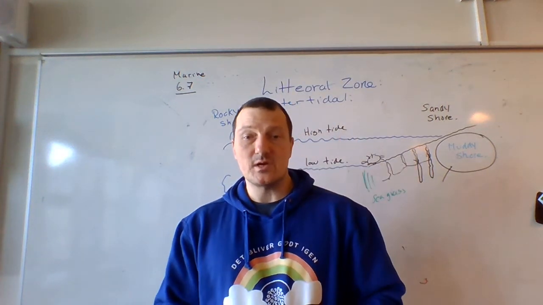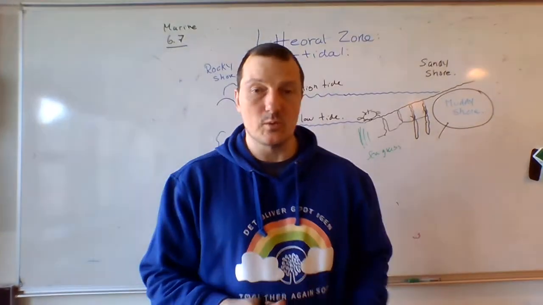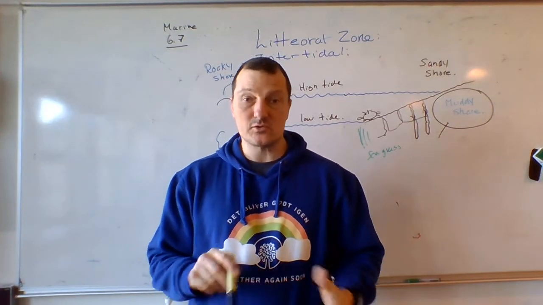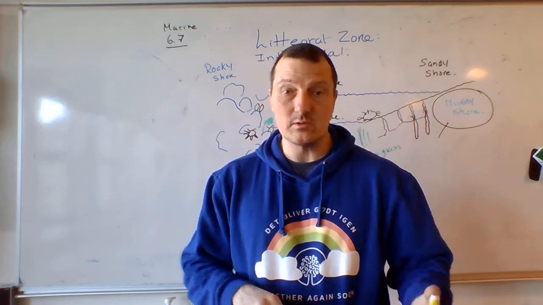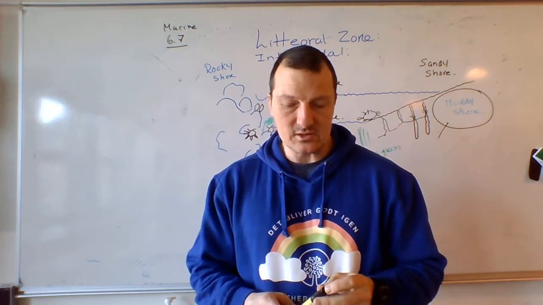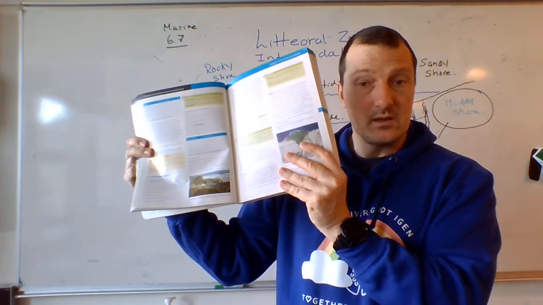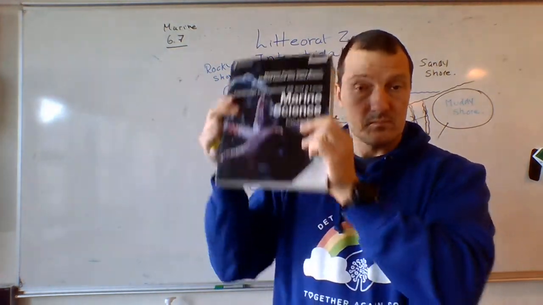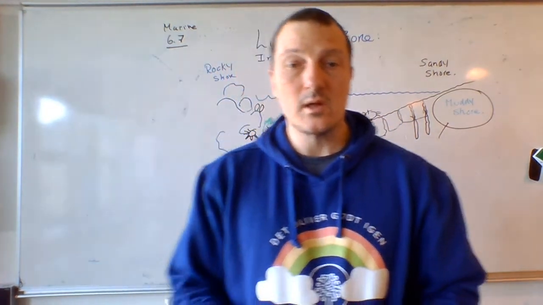Okay, this is going to be a short presentation about two different shore types: the sandy shore and the rocky shore in the littoral, in the tidal zone. And this covers 6.7 in the textbook, and it covers pages 108 to 109 in the textbook.